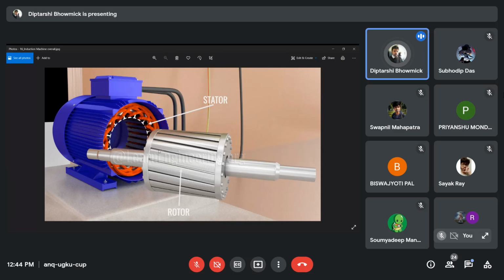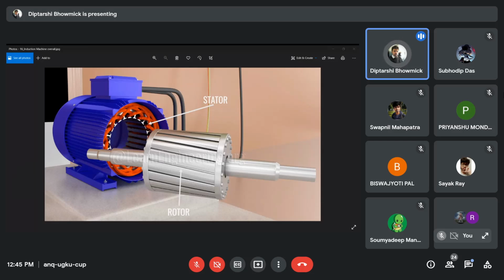So they are skewed. If they were parallel, it would be like this, just parallel to the axis. But it is not like that. It is something skewed. So that is written over here.